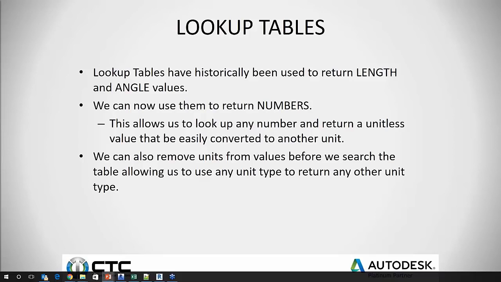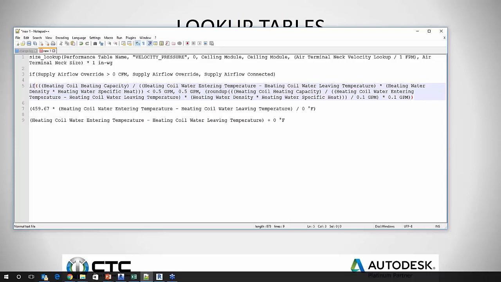And I touched a little bit last time on lookup tables and how they were mostly relegated to using dimensions, but now we can use numbers. And if you look at line number 1 here on this example, we always want to use size lookup and then the name of the lookup table itself, that parameter, and then the name of the column that we're going to be looking at.